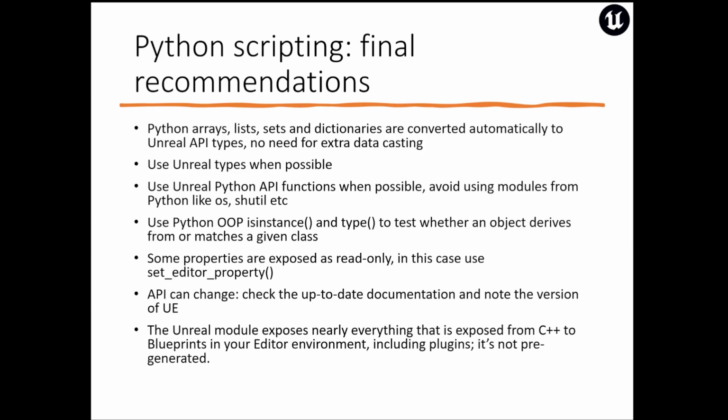When working with objects, you can use Python object-oriented programming functions isinstance and type to test whether an object derives from or matches a given class. An important thing to note is that the API can change, so please use the version of the API that corresponds to your version of the Unreal Engine. And finally, the Unreal module exposes nearly everything that is exposed from C++ to blueprints. That means that if you get a plugin which is written in C++ and which exposes some functionality to blueprints, that functionality will be available to Python scripts as well.